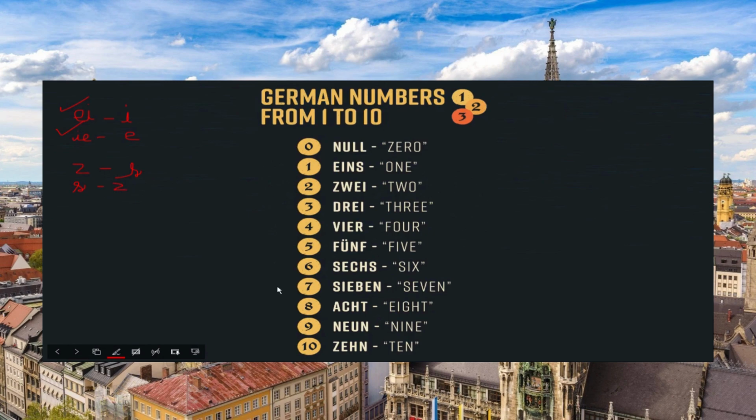Okay, so let's start. Zero in German is null. If any of you have done computer programming, then null is also used there, where null means something which doesn't have any value.